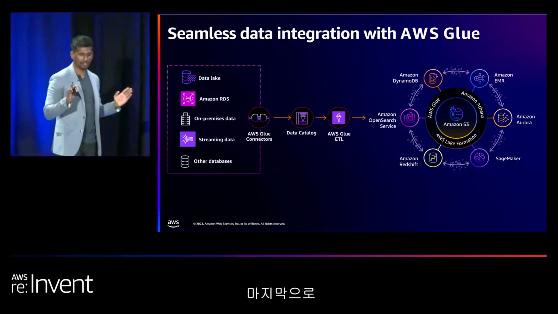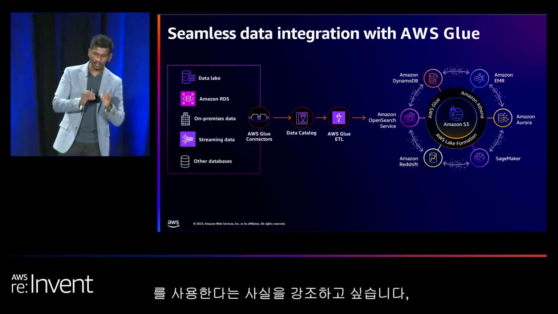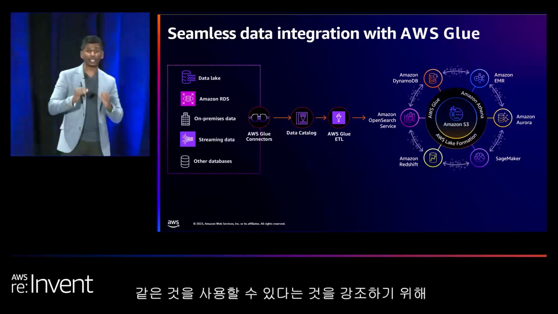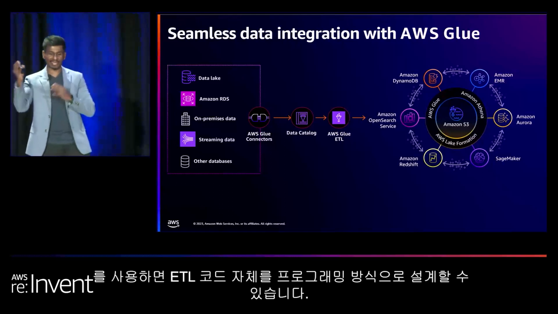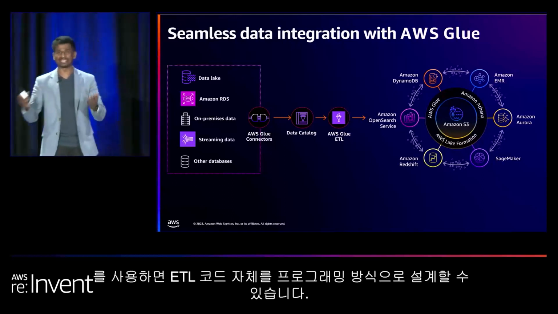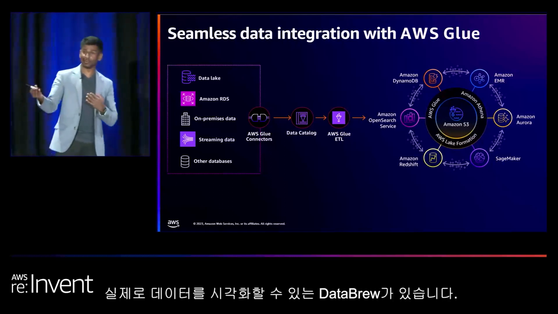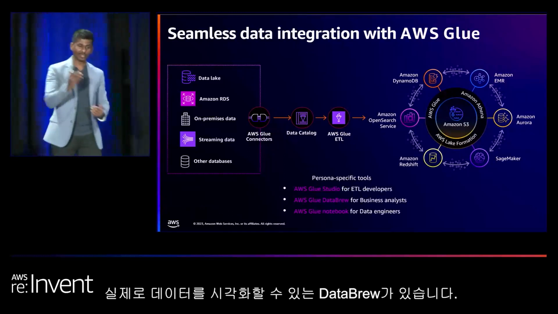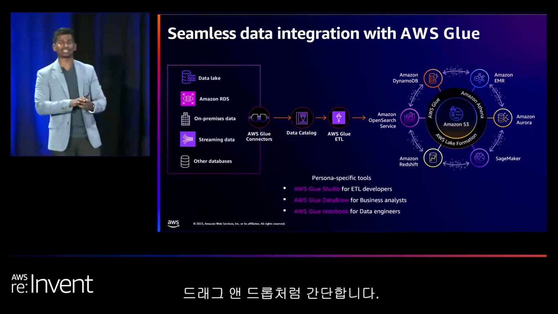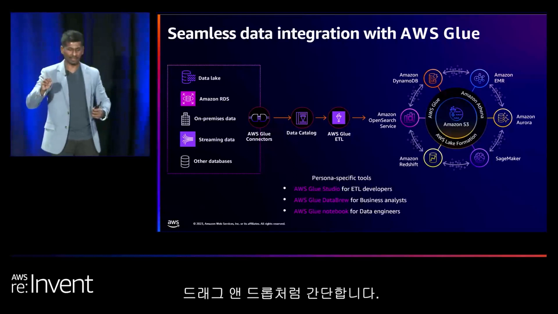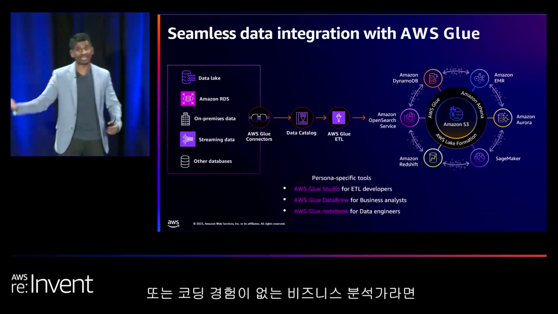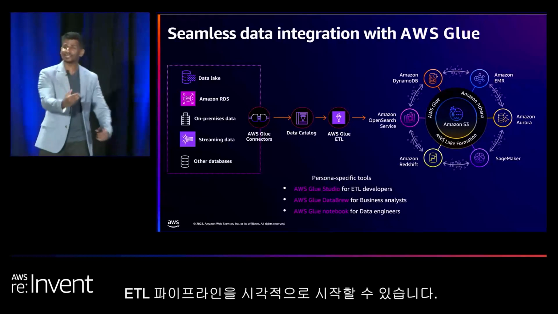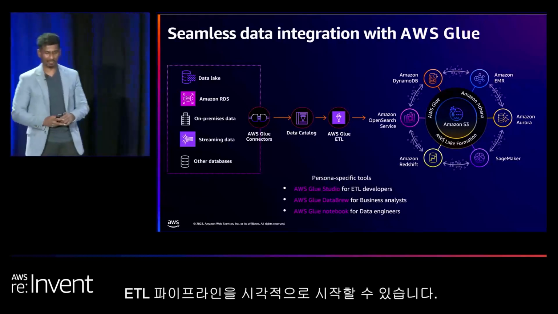Last but not the least, I also want to stress that when you use AWS Glue, you can use something like Glue Studio that can help you programmatically design your ETL code itself. You have DataBrew that allows you to visualize data. It's as simple as drag and drop. So if you're a business analyst who has less coding experience or doesn't have coding experience, you can visually get started with your ETL pipeline.